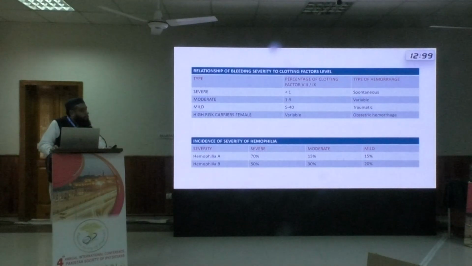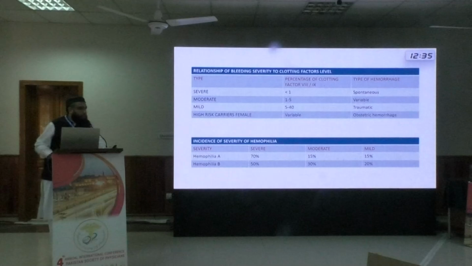The bleeding severity depends upon the levels of clotting factors. In severe cases, the factor level is less than 1% and they present with spontaneous bleed. In moderate cases, the factor levels are from 1 to 5% and their bleeding presentation is variable, and can be after mild trauma. In mild cases, the factor level is from 5 to 40% and they usually present with bleeds after trauma or surgery. High-risk female carriers who have X inactivation, lyonization, can present with bleeding in obstetrical hemorrhage and gynecological cases.